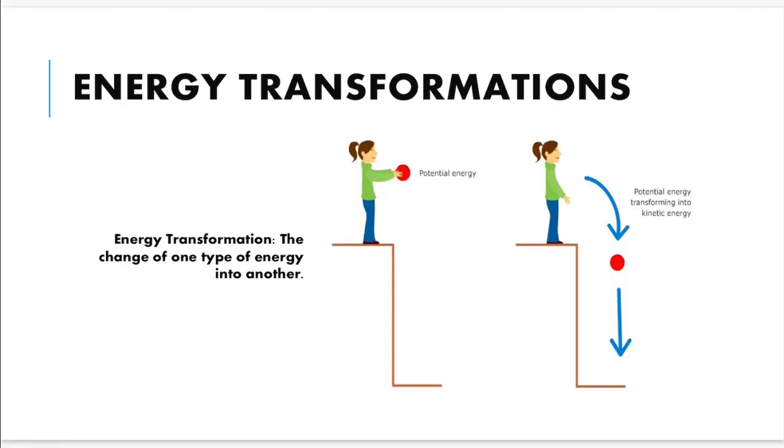So, an energy transformation is the change of one type of energy into another. For example, changing a potential energy into kinetic energy. In this example at the top here, the girl holding the ball contains potential energy, and then once it is dropped, that potential energy is transformed into kinetic energy.